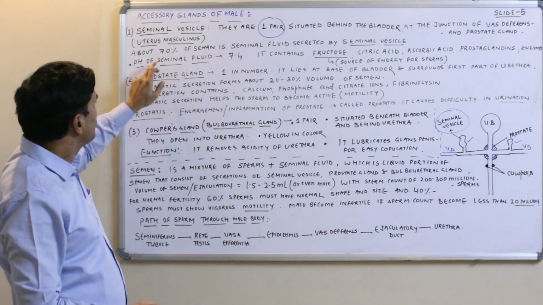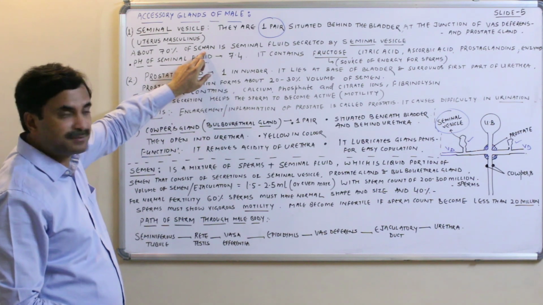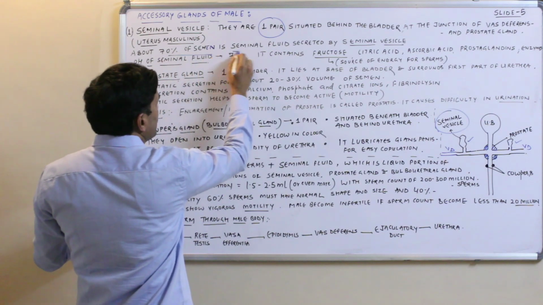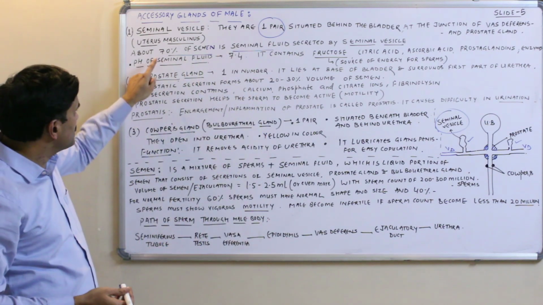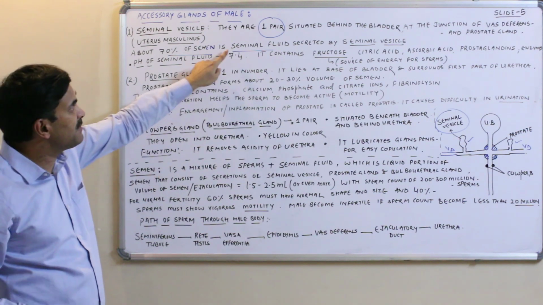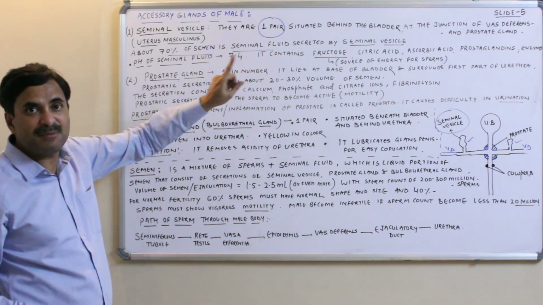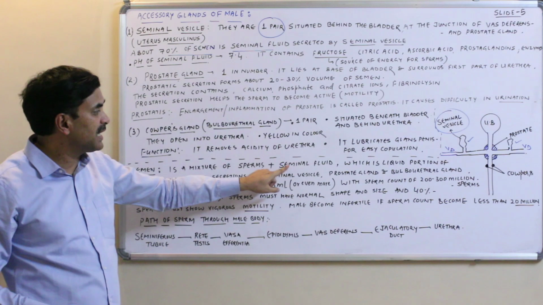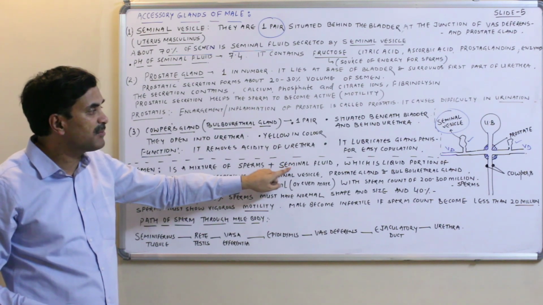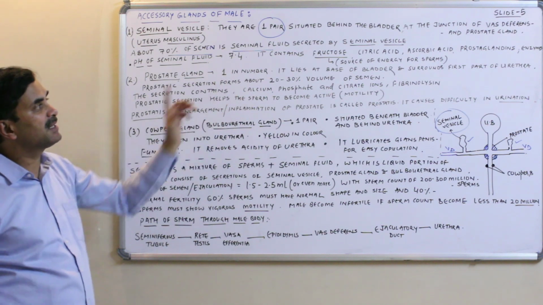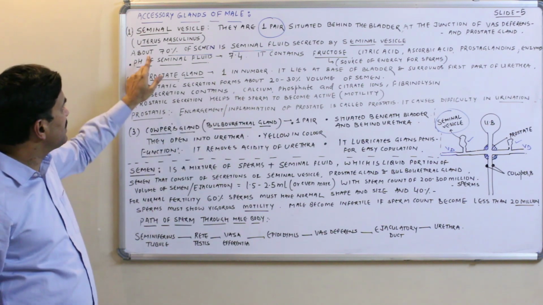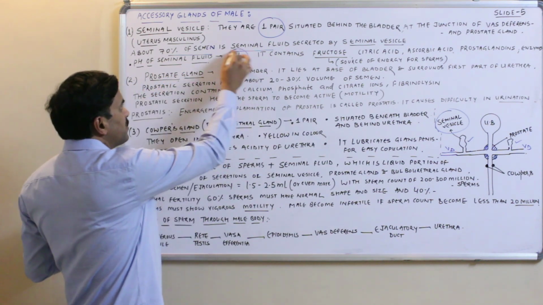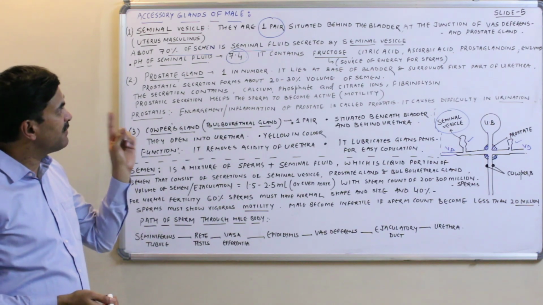These are coiled glands basically, and about 70% of the semen is seminal fluid. About 70% of the semen is the seminal fluid, and it is secreted by the seminal vesicle. Meaning I want to say that semen is a mixture of sperm and seminal fluid. So I just want to say that 70% of this seminal fluid is actually secreted by the glands known as the seminal vesicle. And the pH of the seminal fluid is around 7.4. It is between 7.2 and 7.4.